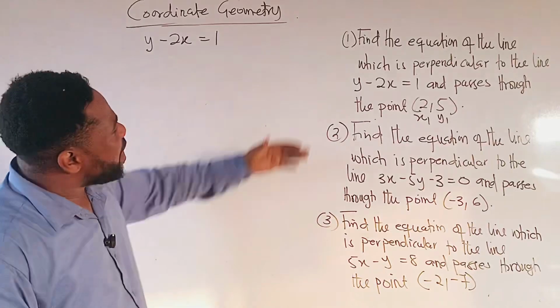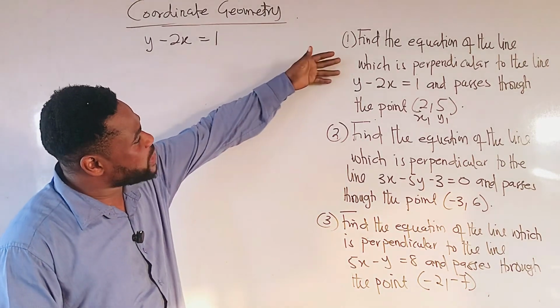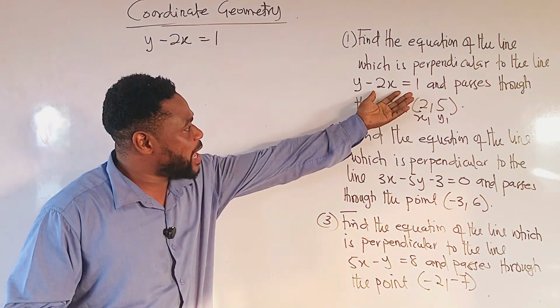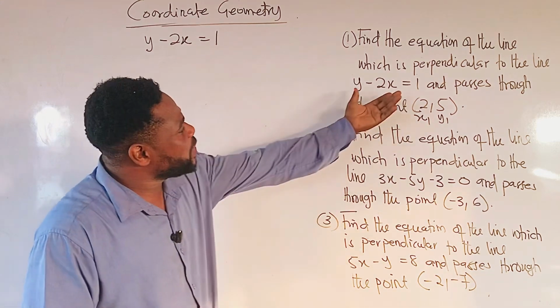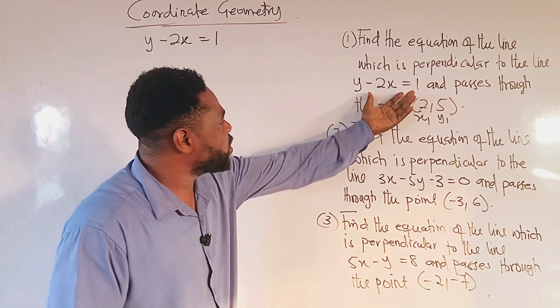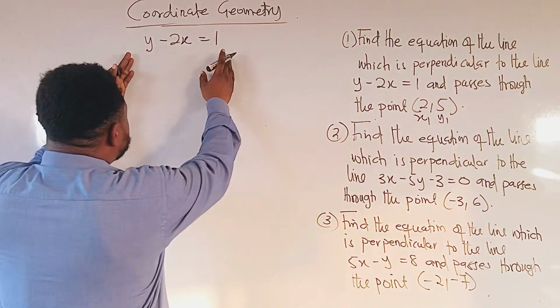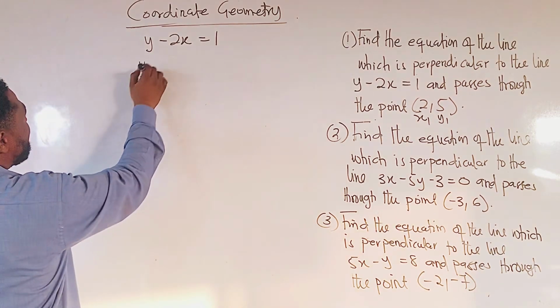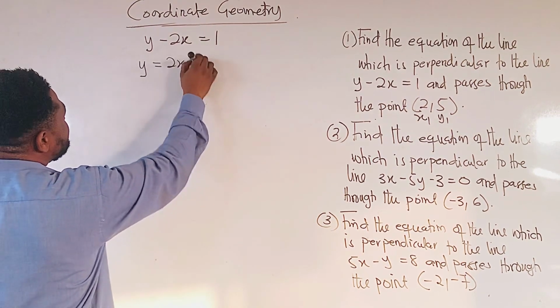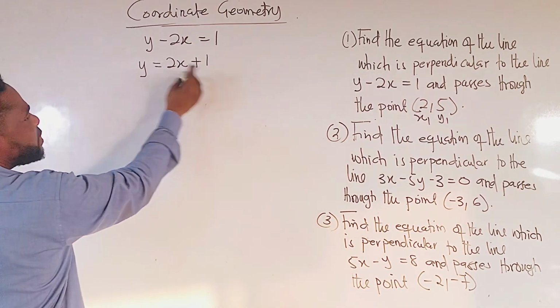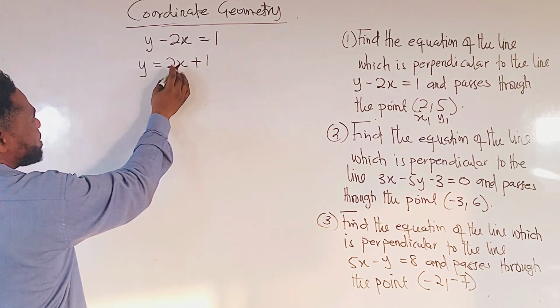We want to look at how we can find the equation of a line which is perpendicular to this line given. First of all, we need to get our gradient from this equation of a line. And how can we get the gradient? We make y the subject. So our y is going to be 2x plus 1. So the gradient of this line is going to be positive 2.